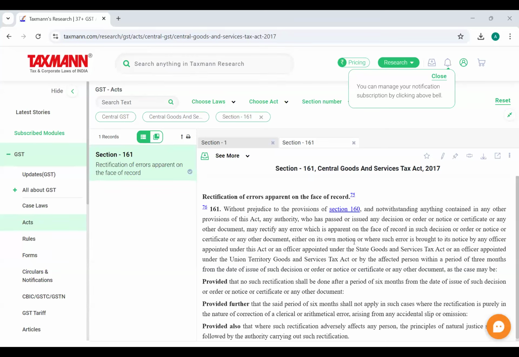Either on its own motion, or where such error is brought to its notice by any officer or by the affected person within a period of 3 months. So the 3-month period applies where it is brought to the notice by an officer or by the affected person. But for own motion there is no such time limit, and the order can be passed within 6 months, or in case it's a clerical or arithmetical error, then beyond 6 months also.